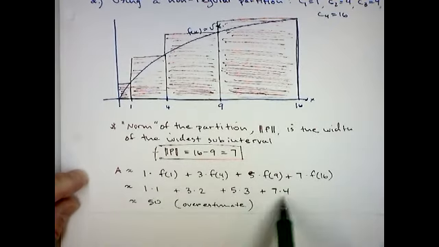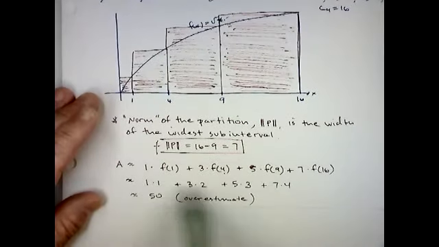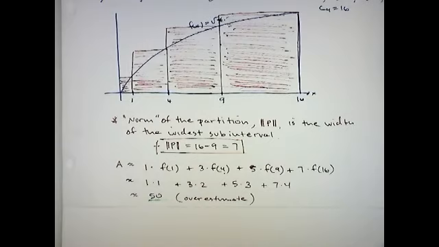And actually, here's the one I did calculate, because it's easy. You will end up getting 50 as an estimate for the area, which again is an approximation, right? It's not super accurate, but at least it's an idea of what the area is.